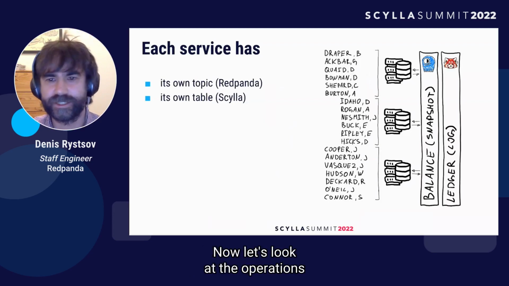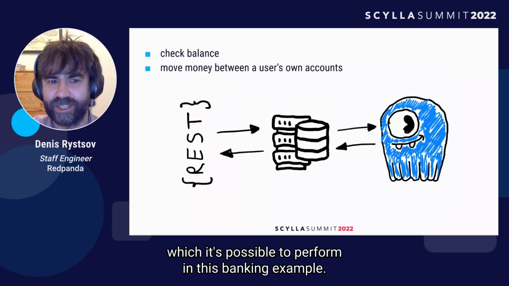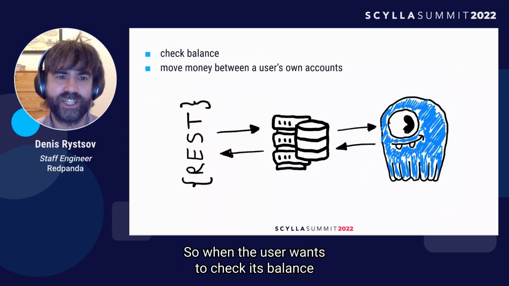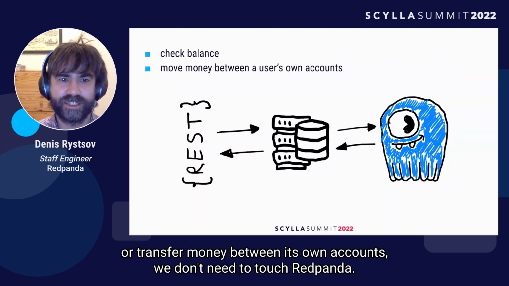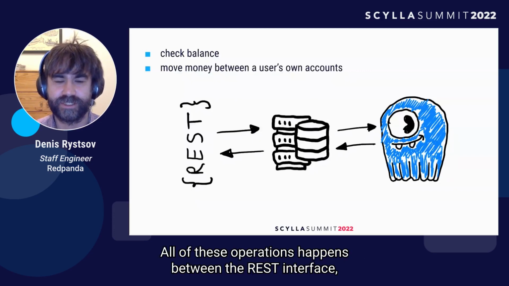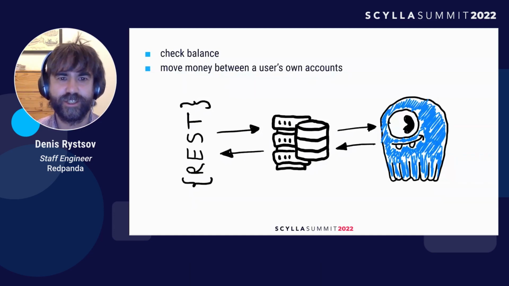Now let's look at the operations that it's possible to perform in this banking example. When the user wants to check their balance or transfer money between their own accounts, we don't need to touch Redpanda. All of the operations happen between the REST interface, a microservice, and ScyllaDB.